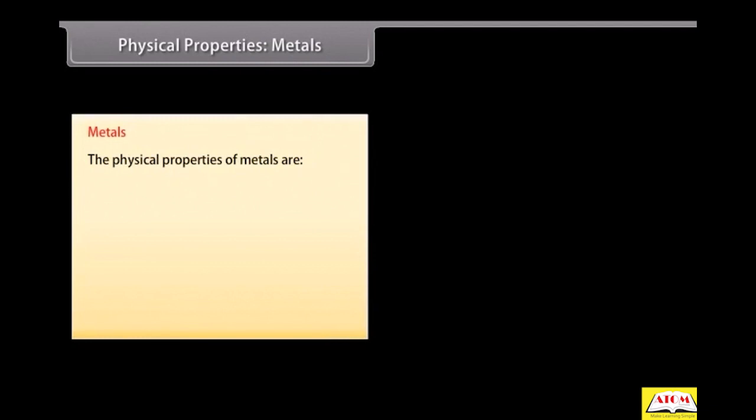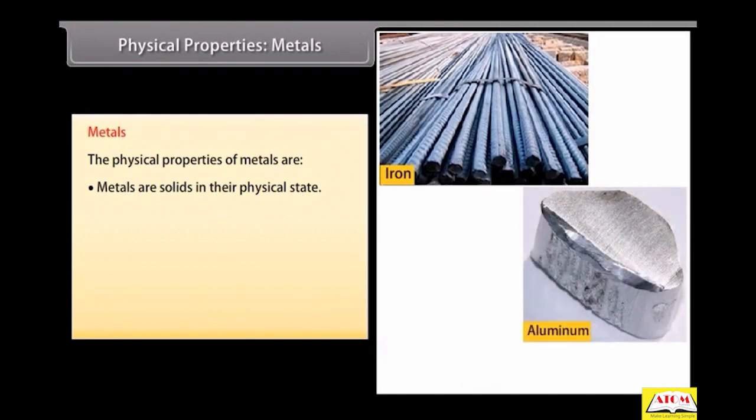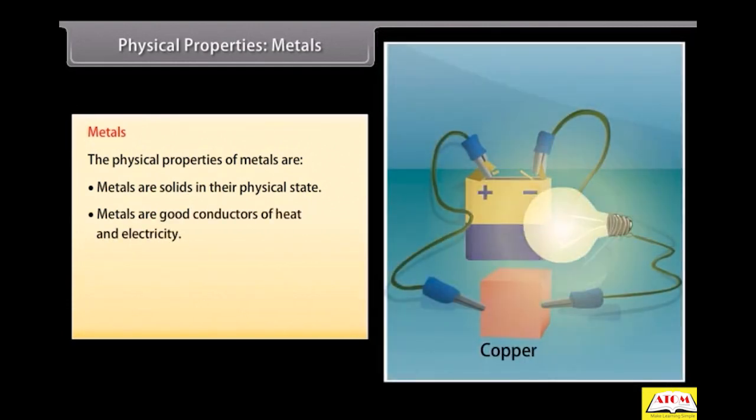The physical properties of metals are: physical state. Metals are solid at room temperature. For example, iron, aluminium. Only mercury is a liquid metal. Good conductors of heat and electricity. Metals are good conductors of electricity as they have free electrons. For example, silver and copper are the best conductors of heat and electricity, whereas lead is the poorest conductor of heat.